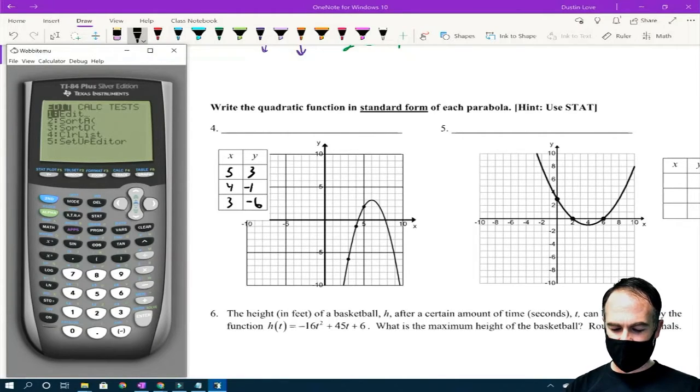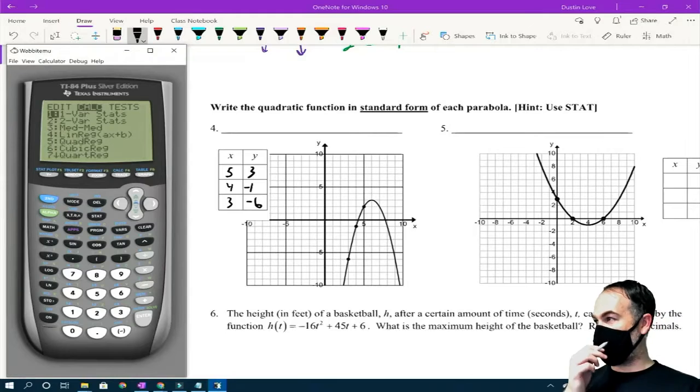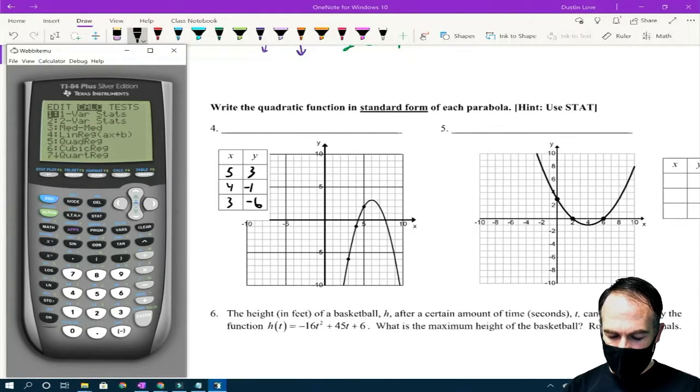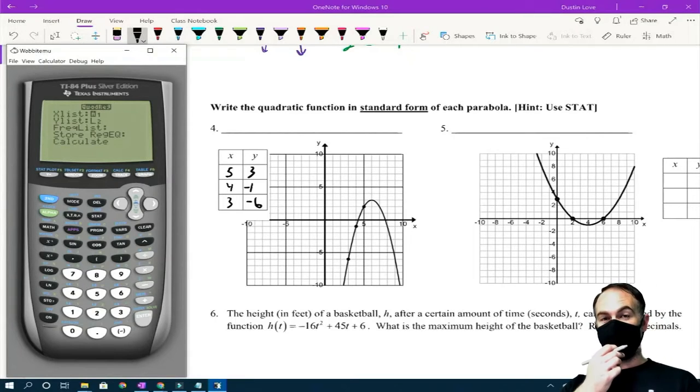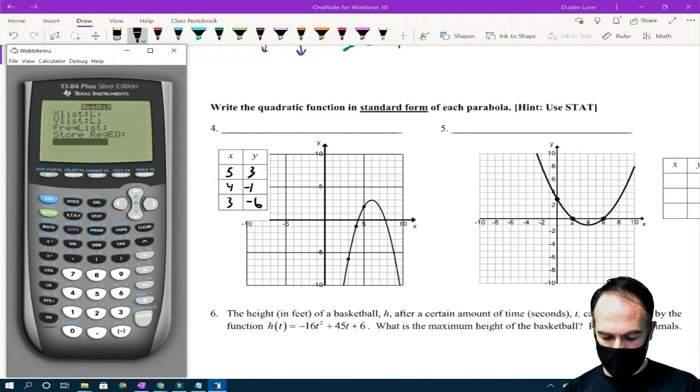Now go back to Stat, arrow over to Calc. We're looking for quadratic regression, so that is 5. Make sure your X list is in L1, your Y list is in L2. By the way, if you're also using an older version of the calculator, it won't even give you this list. Just go ahead and hit enter if it does that.